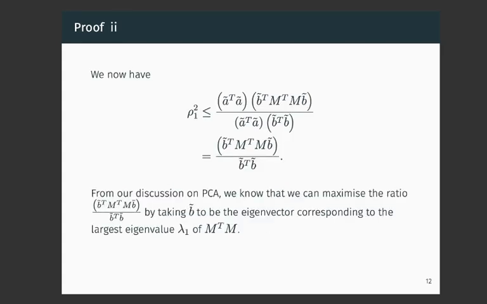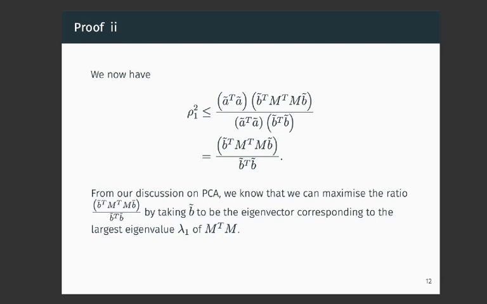Going back to rho 1, if we use the result we got from the Cauchy-Schwarz inequality, we see that rho 1 squared is less than or equal to A tilde transpose times A tilde times B tilde transpose M transpose M B tilde, over the inner product of A tilde with itself and the inner product of B tilde with itself. The A tilde transpose A tilde cancel out, and we're left with B tilde transpose M transpose M B tilde over B tilde transpose times B tilde.